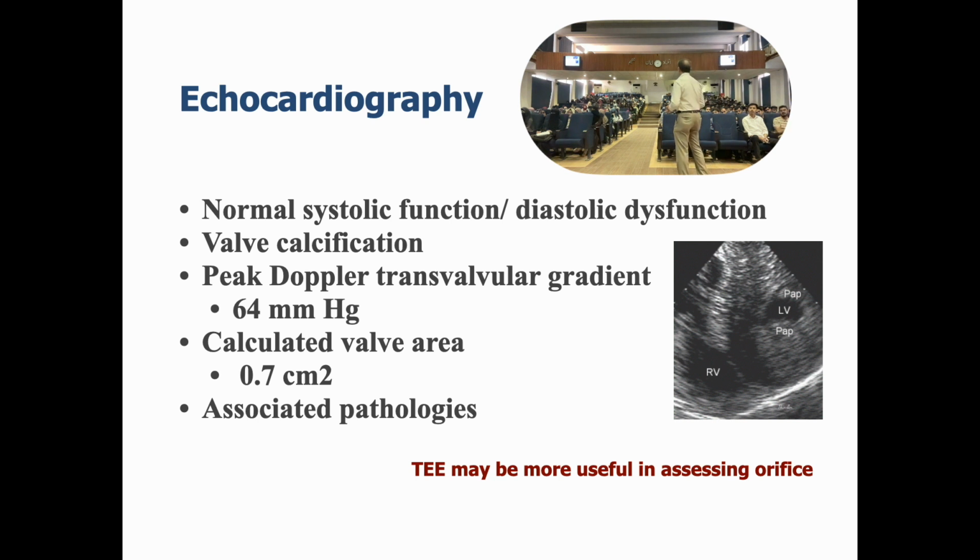TEE, what is TEE? Transesophageal echo. That may be more useful if you want to see the orifice of the aortic valve, and particularly if you want to see vegetations. TEE may be more useful as compared to transthoracic echocardiography. How do you do transesophageal echocardiography? It's an echo probe attached to the tip of an instrument like an endoscope. We go into the esophagus, and since the heart is lying close to the esophagus, it's easier to see the aortic and mitral valve with this transesophageal echo.